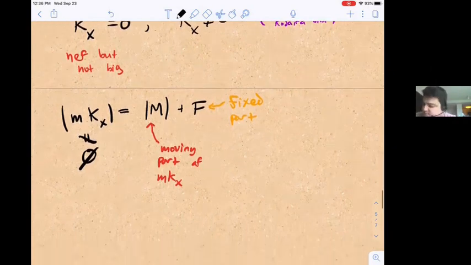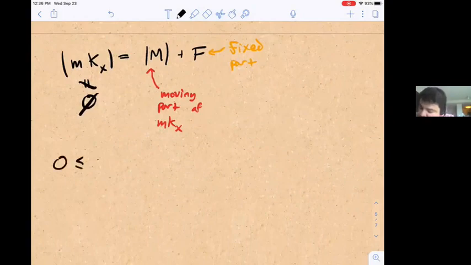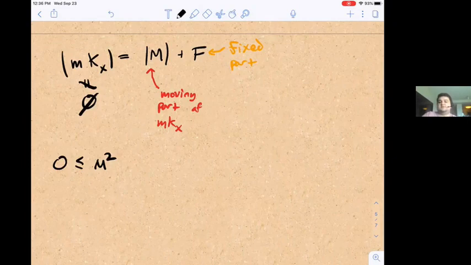And now we'll do some computation. We know that 0 is less than or equal to M squared, and the reason is because M is moving. M doesn't have any fixed component, so when you intersect it with itself, you can take M and something linearly equivalent to M that doesn't share any components. Then the intersection is some finite collection of points with multiplicities. So either way, you get a non-negative number. So M squared is greater than or equal to 0.